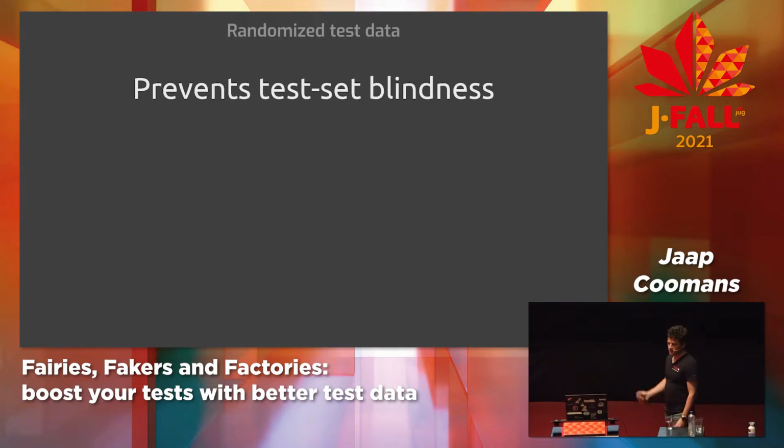So randomized test data, that prevents test set blindness, I would call it. If you have these constant fields that are always the same, maybe you have a little helper class somewhere, but it always outputs the same stuff. So when you write tests, that stuff is in your head. And you start thinking, okay, I need to do this, I need to do that, and you might miss a few cases.